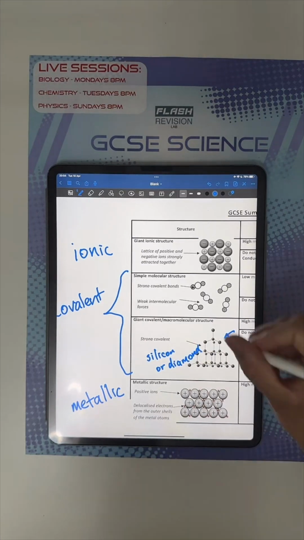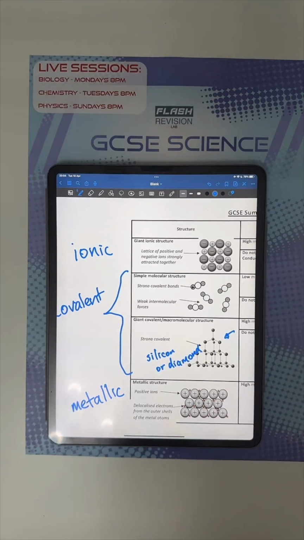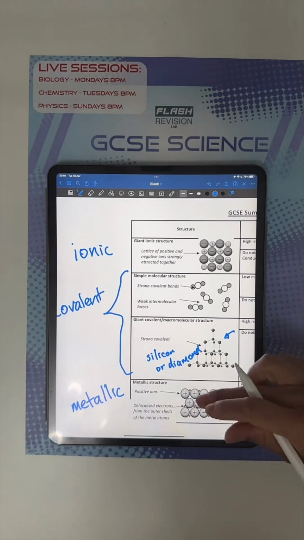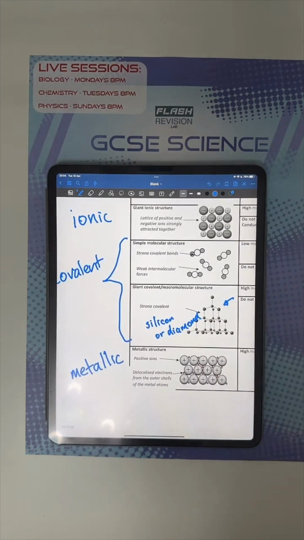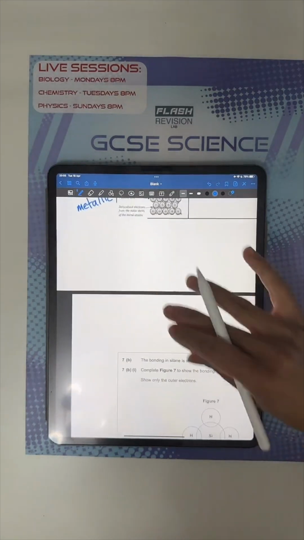Okay, so we're going to look at the differences in all of this. And then we've got metallic bonding, which doesn't get asked as much because there's not much to know about it. It's just ions in this structure surrounded by a sea of delocalized electrons. Okay, so let's get into the questions.